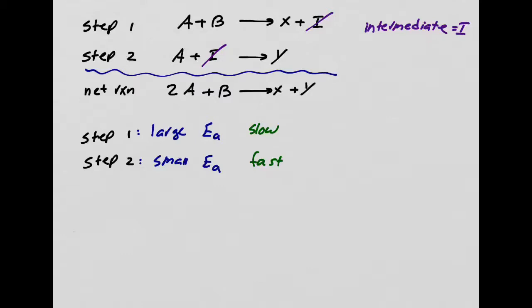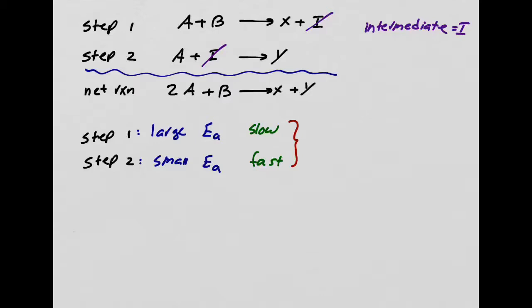So now what does this mean? Again, a large activation energy would be a slow reaction, and a small activation energy would be a fast reaction. Now, which step will control the rate of this reaction? What do you think? If you had to pick one, you have a 50-50 chance, it's not bad odds. What controls the rate of the reaction?